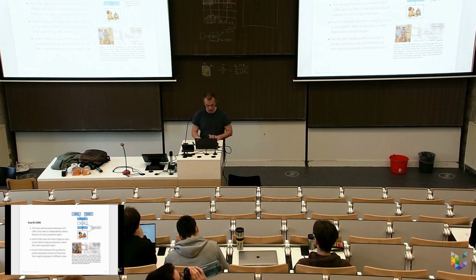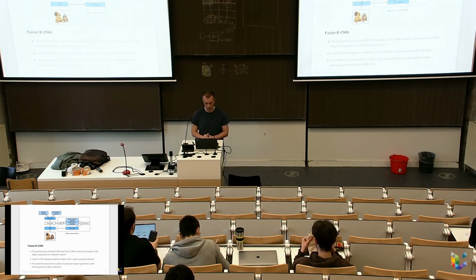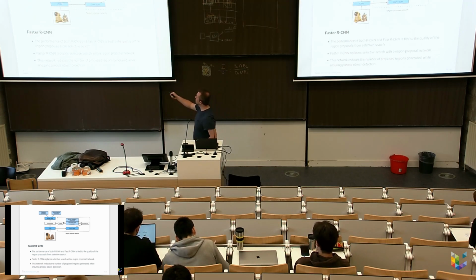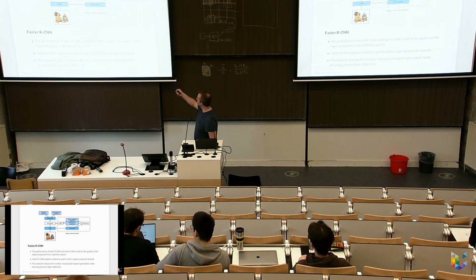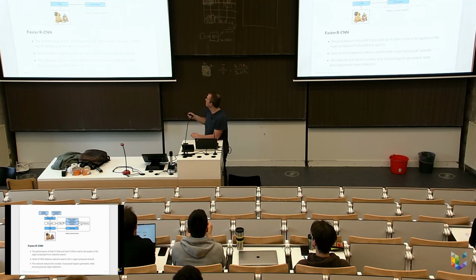So that's what we call fast RCNN. And then the final improvement is faster RCNN, where basically you drop the selective search algorithm and you use another neural network to produce these proposals. So again, you have an initial backbone, a CNN, which produces features. These features are then passed to this region proposal network, which is itself a CNN.